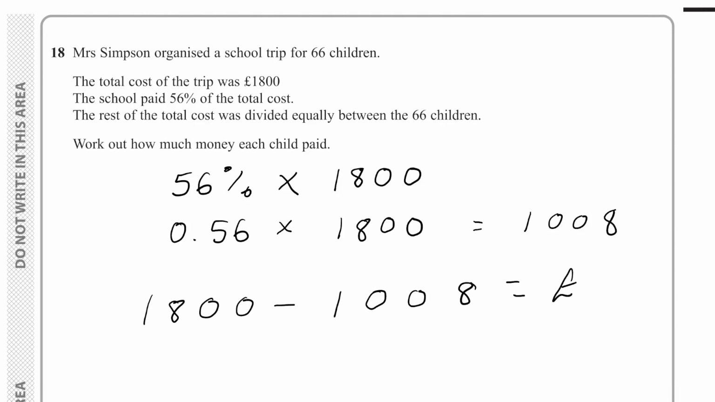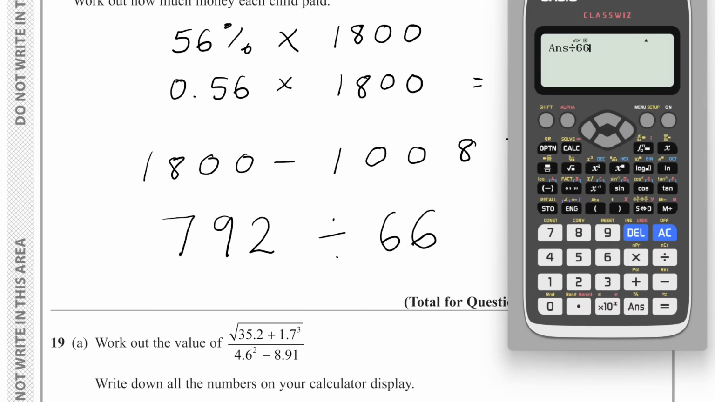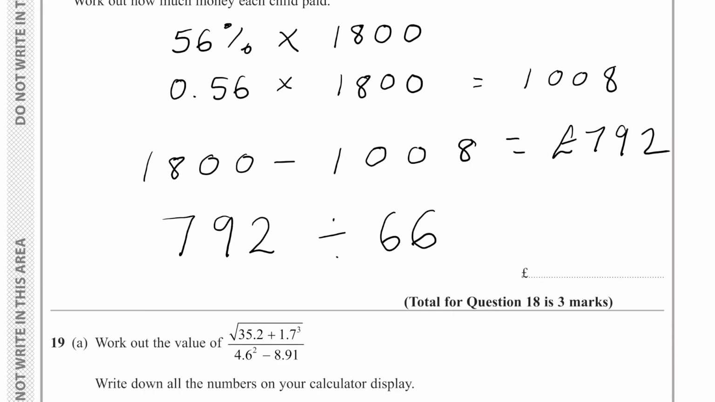£792 divided equally between 66. 792 divided by 66 is £12.